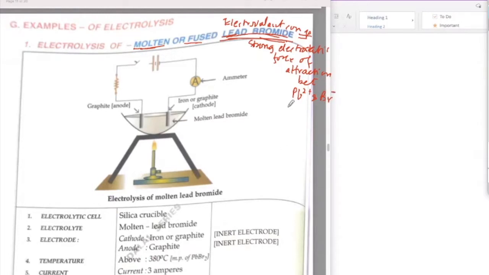And therefore, will the ions be free? The ions are not free where? In the solid state. Okay, that is why molten or fused state. So that is why this is your GR. Okay, why molten or fused state? So this is the give reason for that.